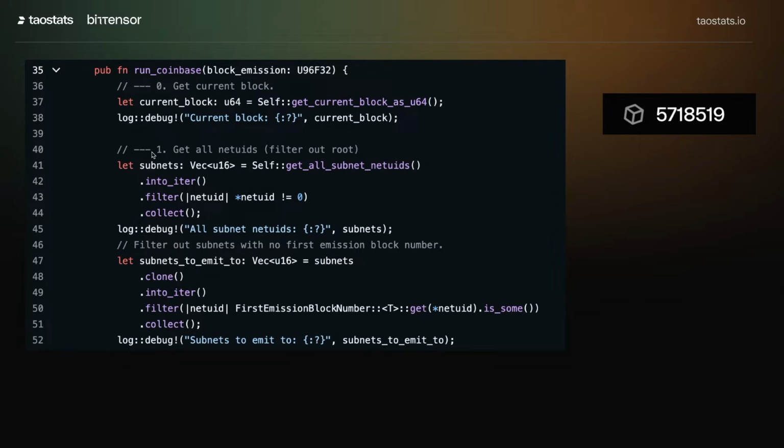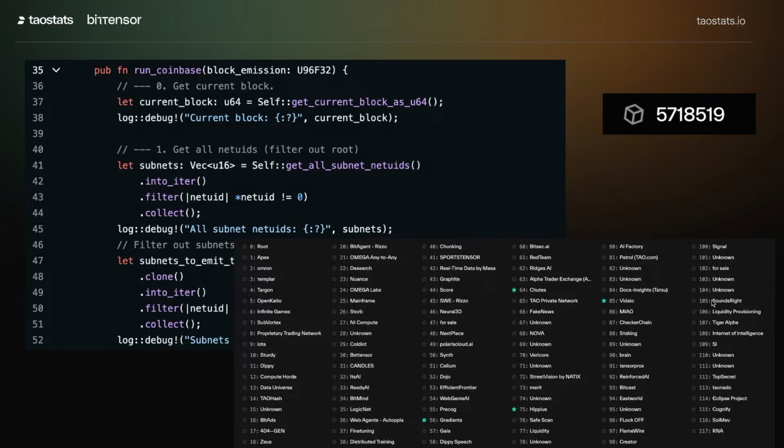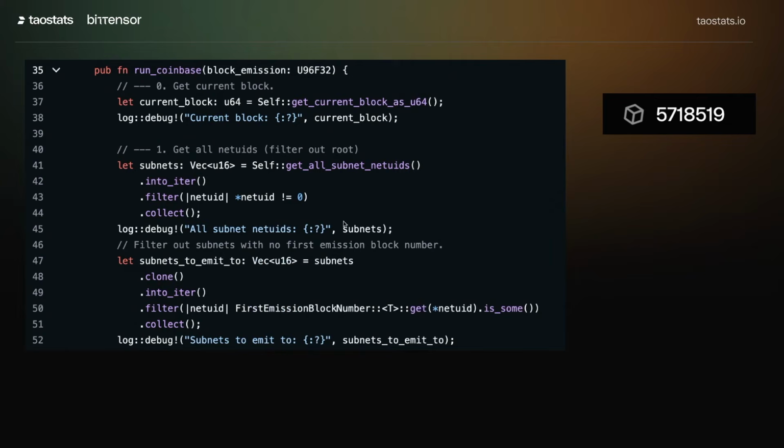Okay. And now the next thing we want to do is we want to know all of the subnets, because this code that I'm showing is for just one subnet. Of course, it's running across every single subnet, every single block. So the first thing we do is we call the chain and we say, hey, give us all the net UIDs, all of the subnet numbers. And then, as you know, there's a whole lot of subnets. But we need to do a little more.